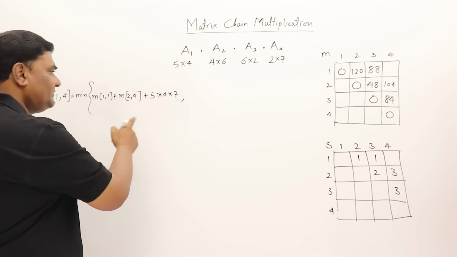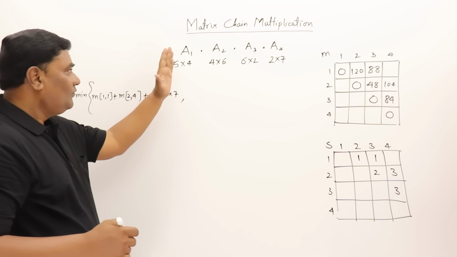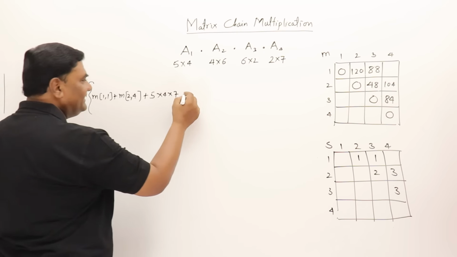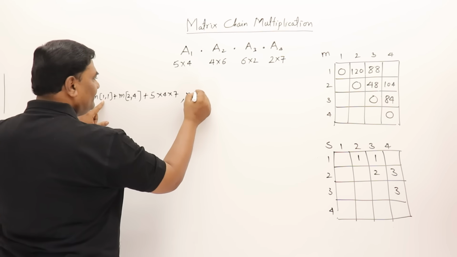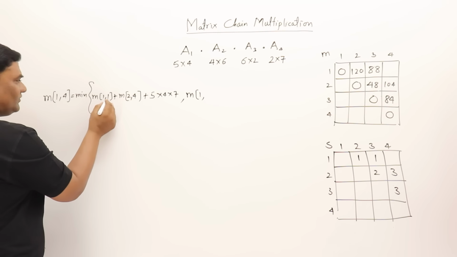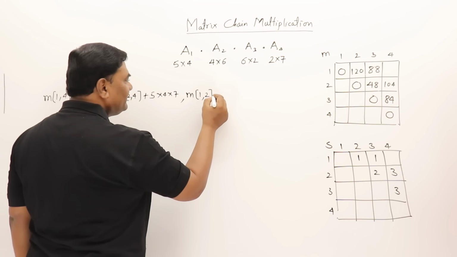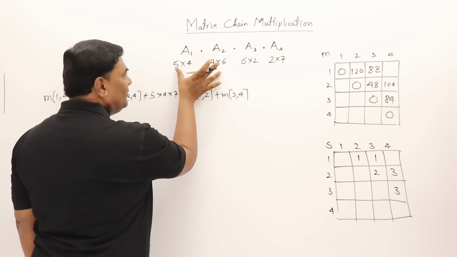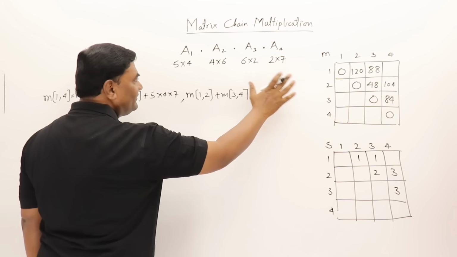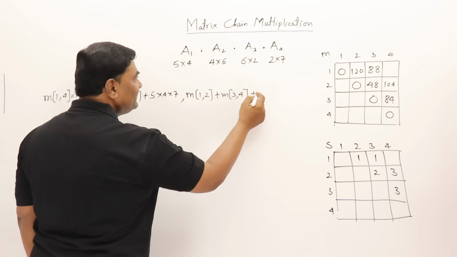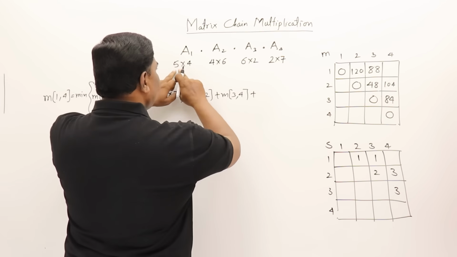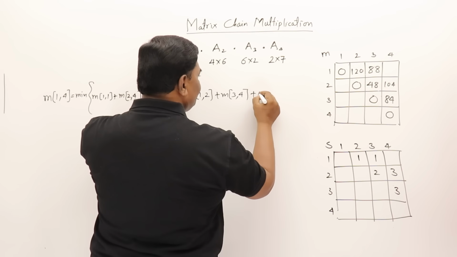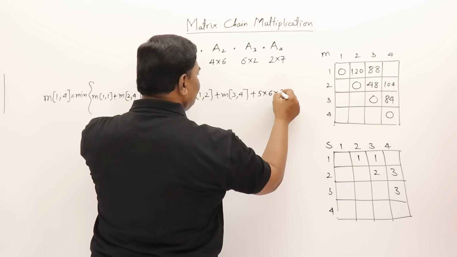Comma, I have to take the minimum. This is one possibility. A1 is this side and all three that side. So I wrote here 1. Then again m of 1 comma. See, that time I wrote 1 here. Now I will write 2 here. So then plus m of 3, 4. So this means 1 to 2 this side and 3 to 4 that side. So 2 separate. Plus what will be the cost of this one? 5, 4 and 7. Sorry, 5, 6 and 7. So 5 into 6 into 7.